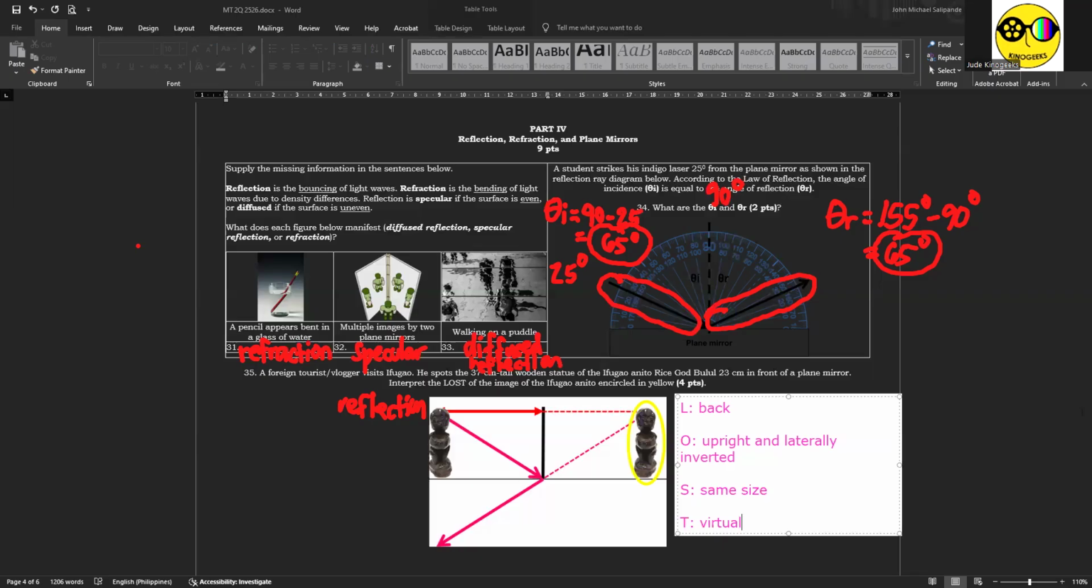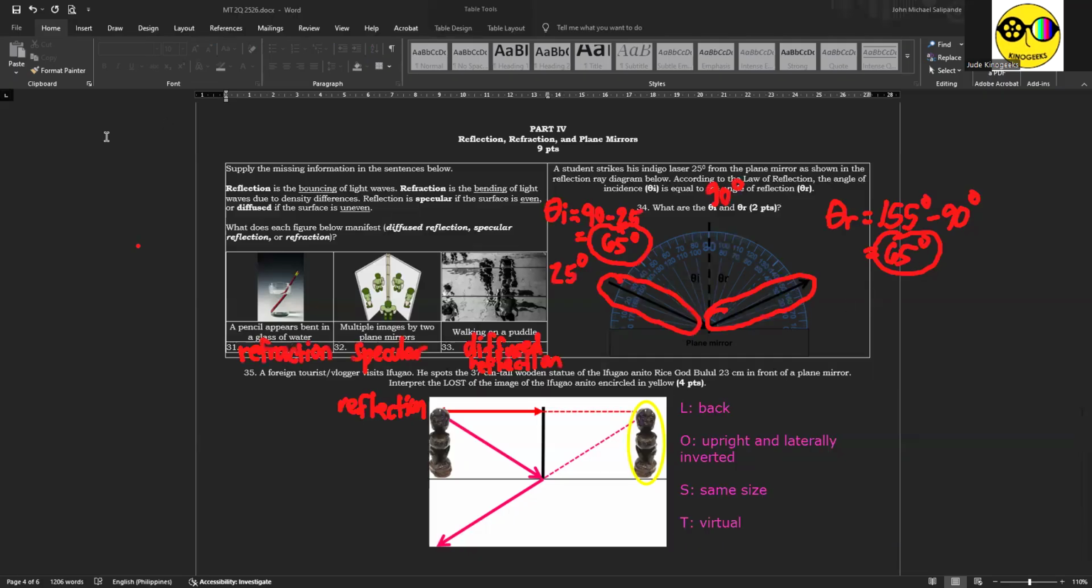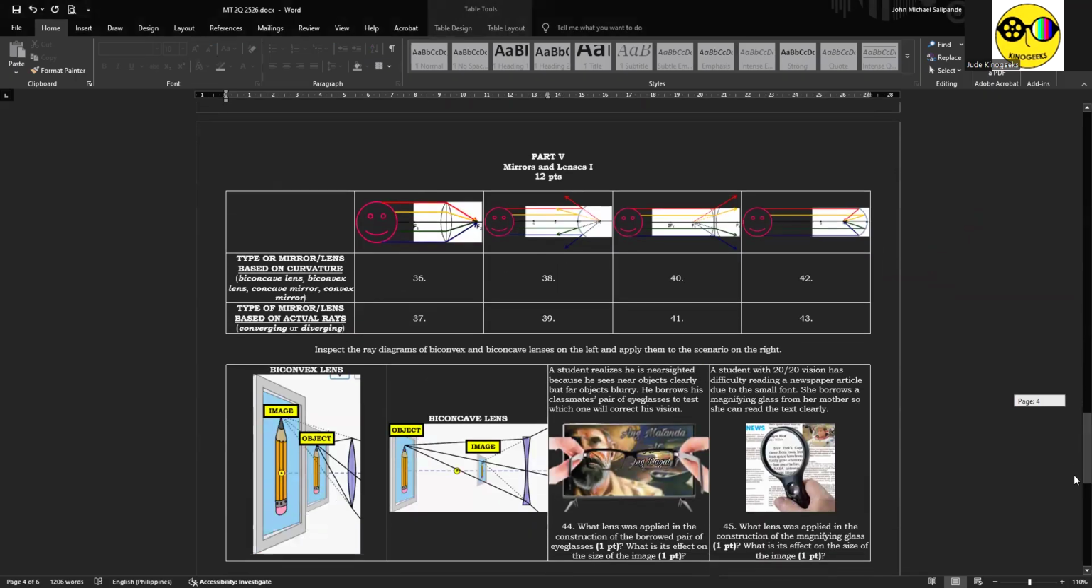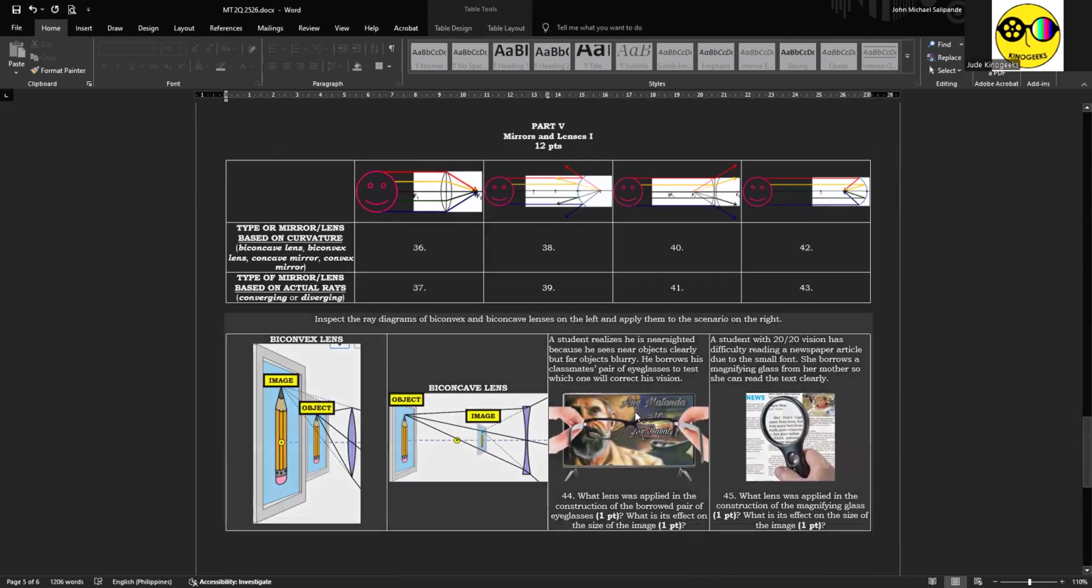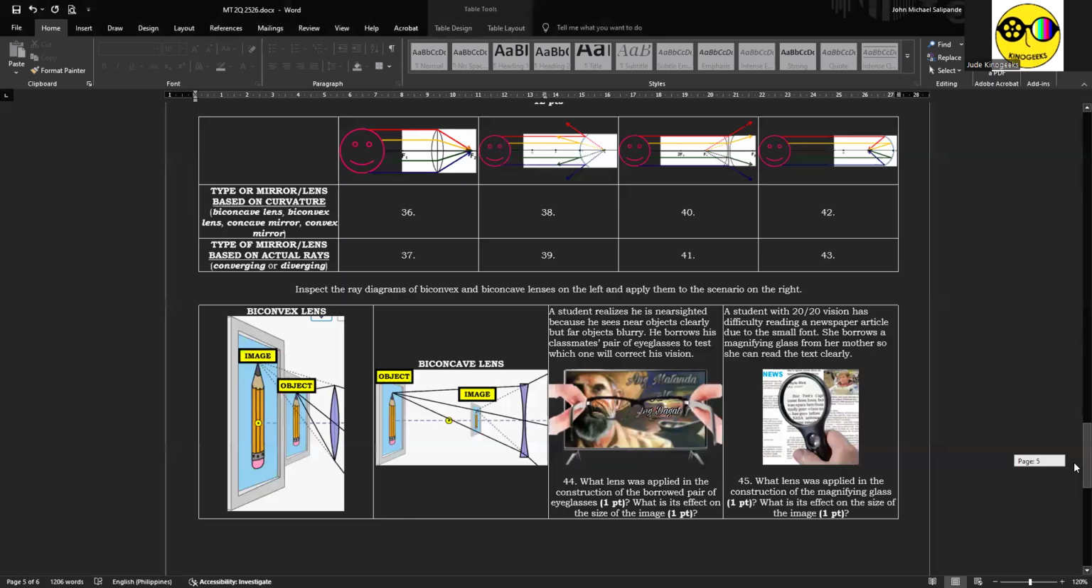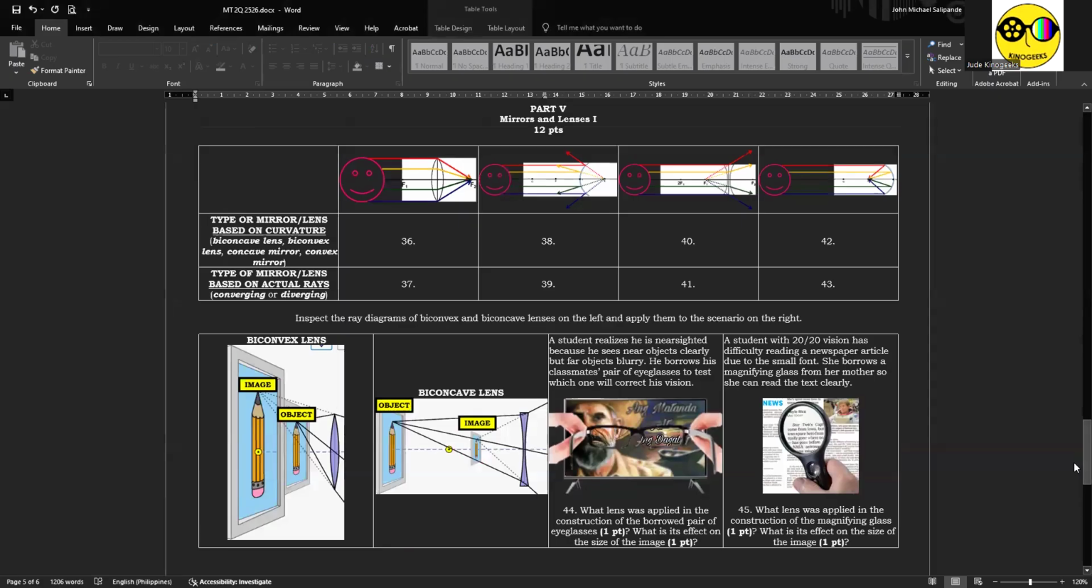Okay. Speaking of mirrors, let's now delve into mirrors and lenses, our optical devices. Okay, part 5, mirrors and lenses, part 1. Type of mirror or lens based on curvature, type of mirror or lens based on actual rays. For the four pictures, all of them have smileys as the object being placed infinitely in front of mirrors or lenses. Let's start with 36 and 37.